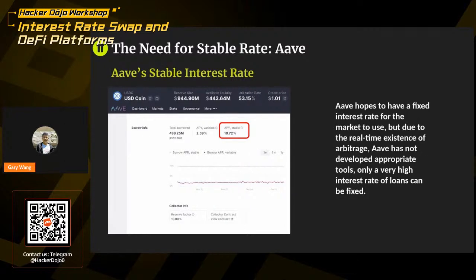So the intuition of this design is that some borrowers may want to predict how much they have to pay back after a certain period of their borrowing. So they designed this protocol for these kinds of needs. But due to the real-time existence of arbitrage, Aave cannot design a too low stable rate. So only loans with a very high interest rate can be fixed.